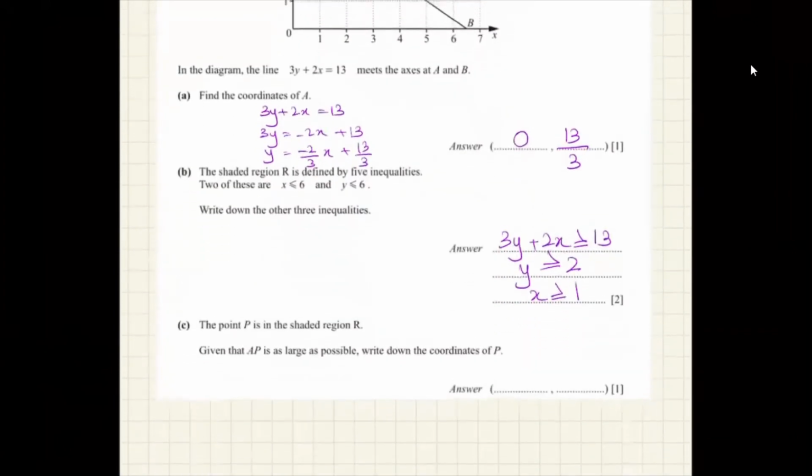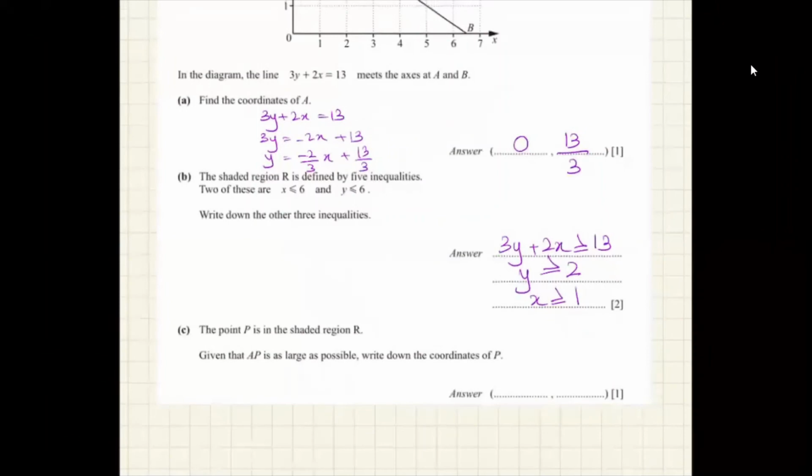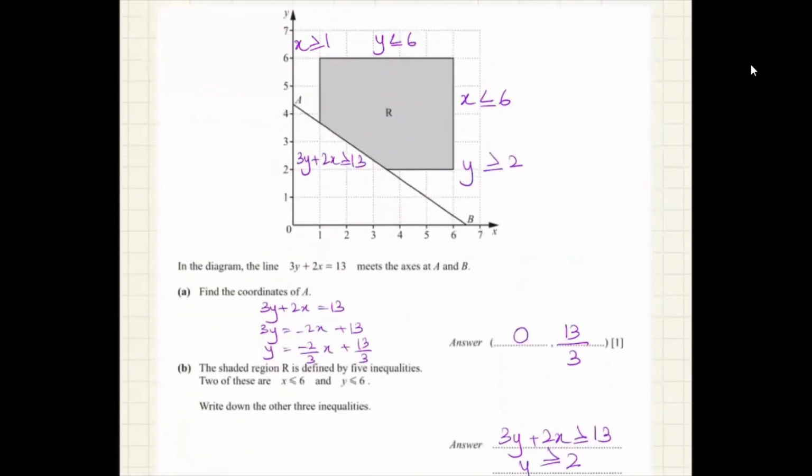The point P is in the shaded region R. Given that AP is as large as possible, write down the coordinates of P. Now, what does AP mean? AP is basically the distance between A and P. They're saying that P has to be somewhere where AP is the largest value possible.